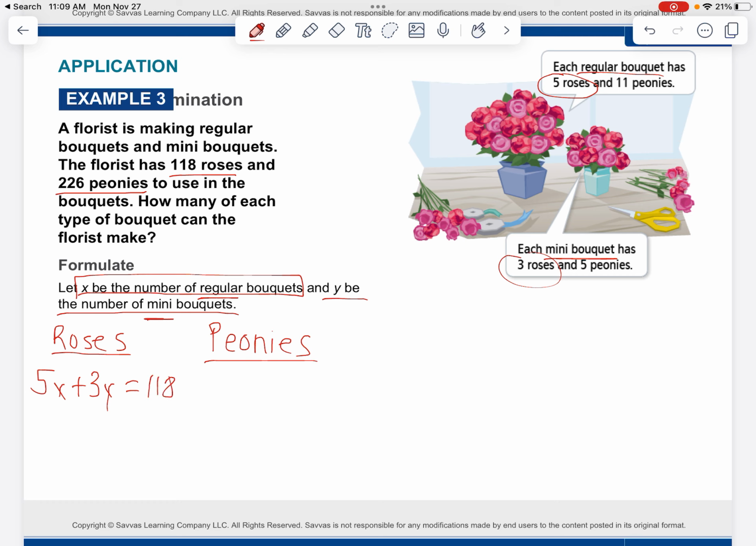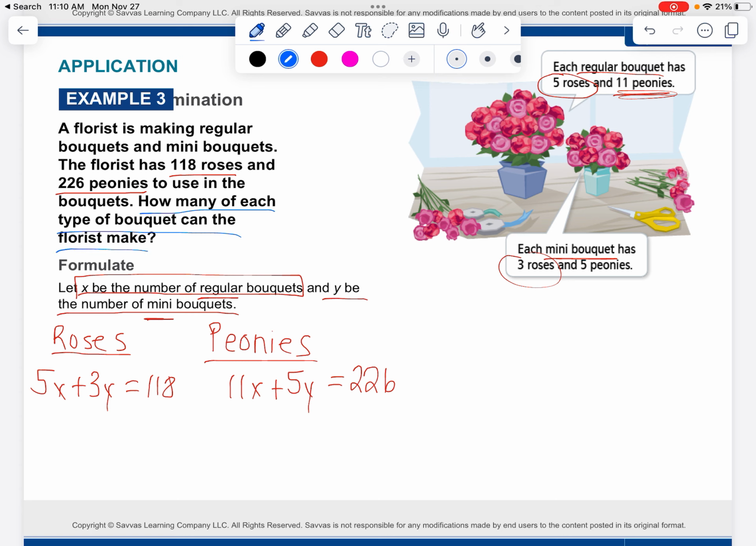Now for our peonies, we have 11 peonies in our regular bouquets, and X represents our regular. So 11X represents that amount, plus 5Y to represent the minis is going to equal the total of 226. In order for us to figure out how many of each type of bouquet the florist can make, we would need to solve the system.